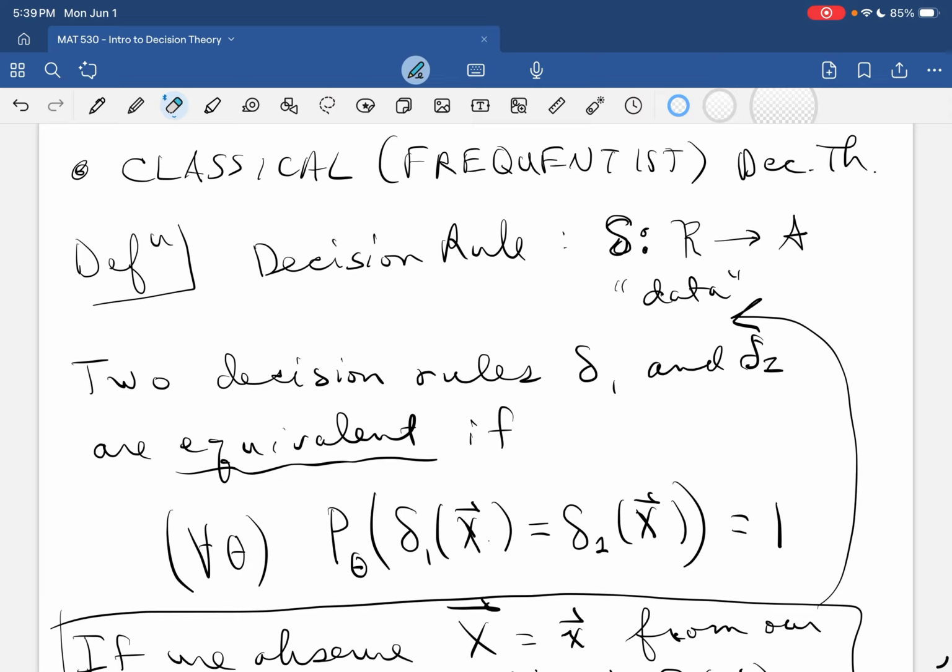We say that two decision rules are equivalent if the probability that they are equal is equal to 1 no matter what theta is.